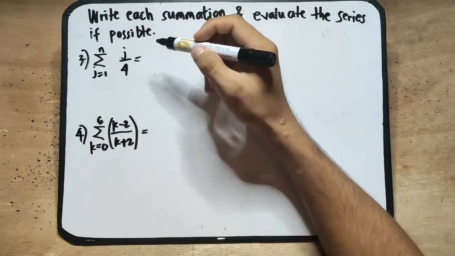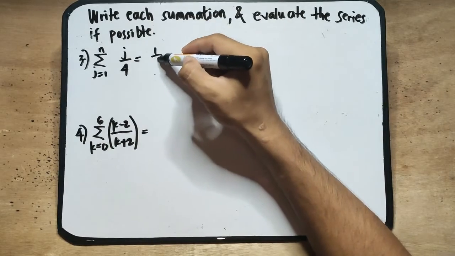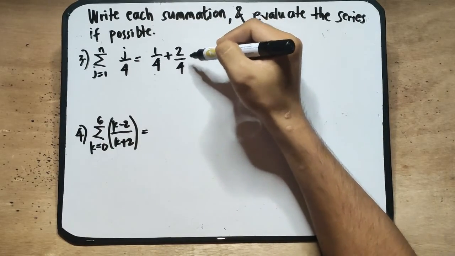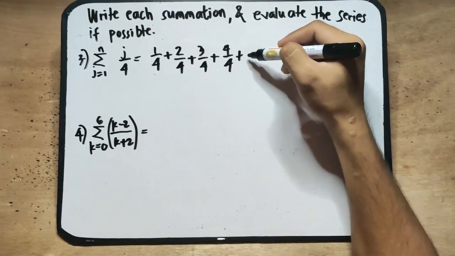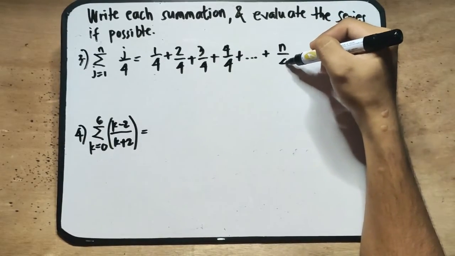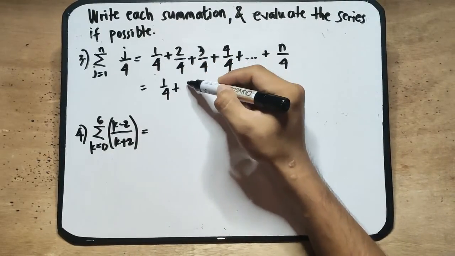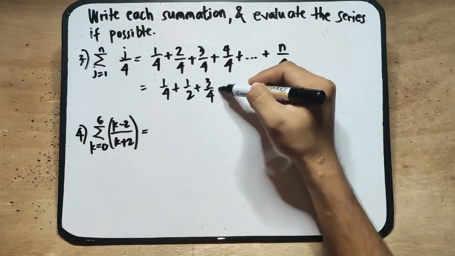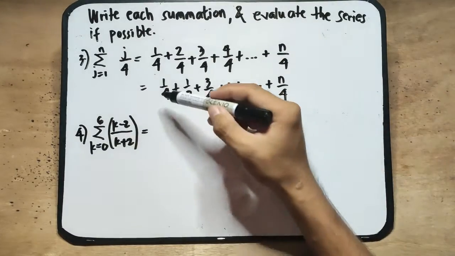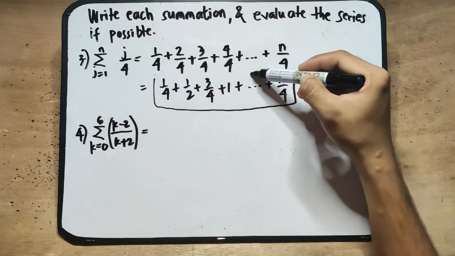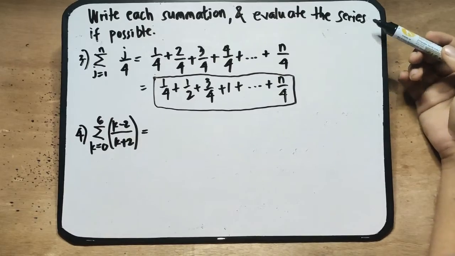So, for j is 1, we have 1 all over 4. Kapag 2 siya, 2 all over 4. Kapag 3 siya, 3 all over 4. Kapag 4 siya, we have 4 all over 4. Up to n all over 4. So this can still be simplified. We have 1/4 plus 1/2 plus 3 all over 4 plus 1 up to n all over 4. Okay, so ito na yung sagot natin. Since walang specific value yung kanyang upper limit, hindi tayo makakapagbigay ng specific value for the series itself.